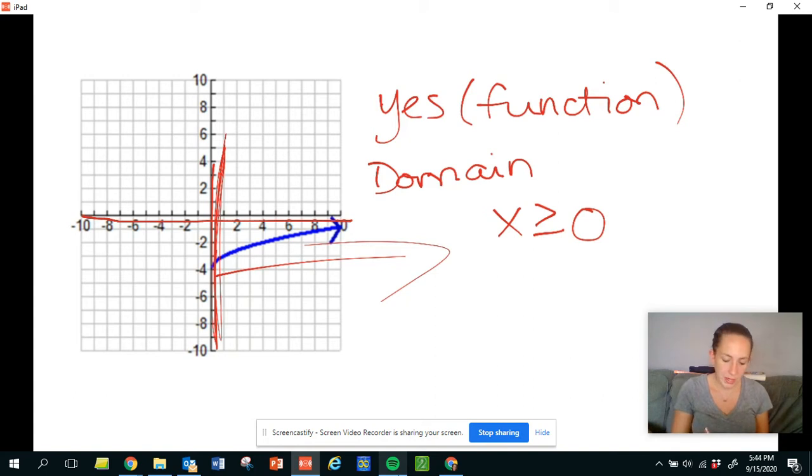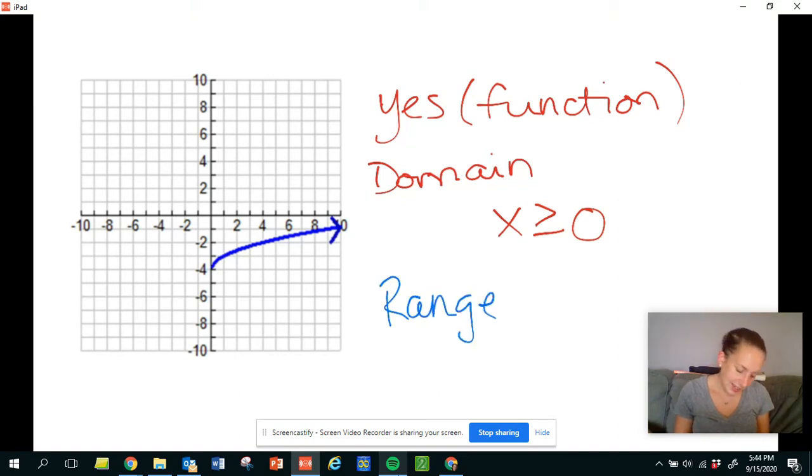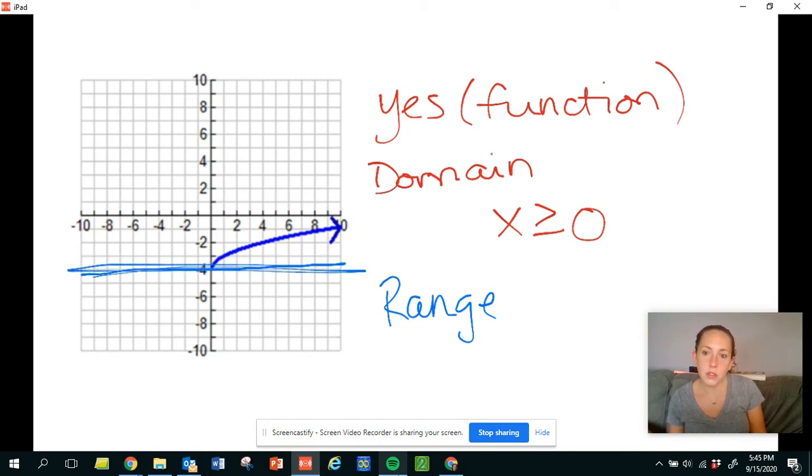For y's, let's do blue for y. For range, in this case, I'm looking at my y-axis, so I'm looking at the numbers on my y-axis. Here, it's never going to go below -4. So it starts when y is -4, and then it goes up forever. It may be going up slowly, but it's never going to stop going up.